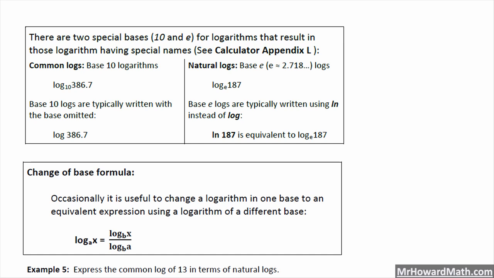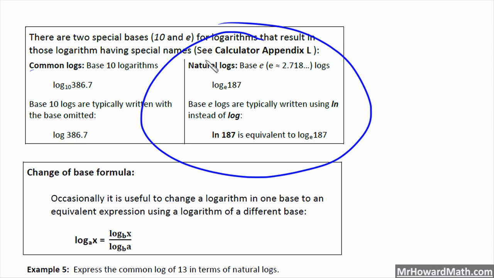Alright, in this section we're looking at the common log and natural log. So when you see the term common logarithm, that means base 10. In other words, this is a little wordy here, but all it's saying is if you see this right here, logarithm 386.7, there is no base listed. There is no base listed here, but it's implied to be 10. So if you just see log like this and no base is listed, it's implied to be the common logarithm, which is base 10.